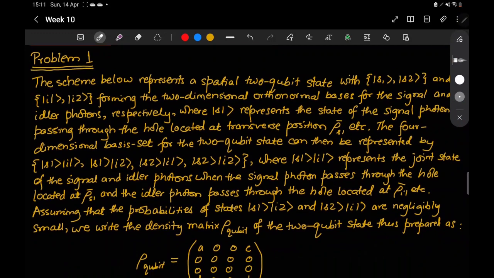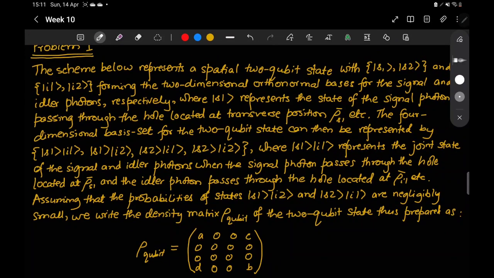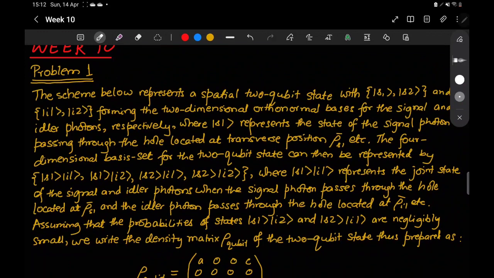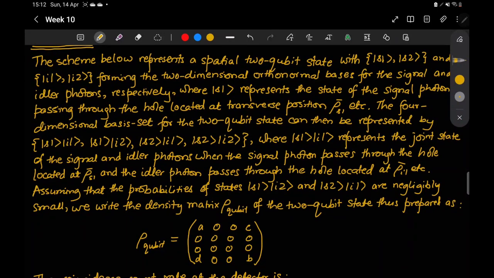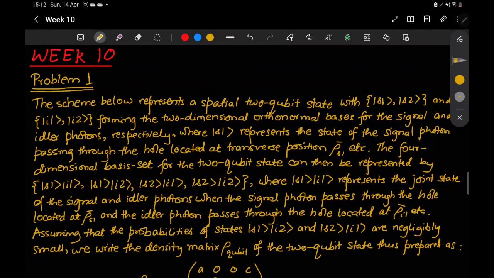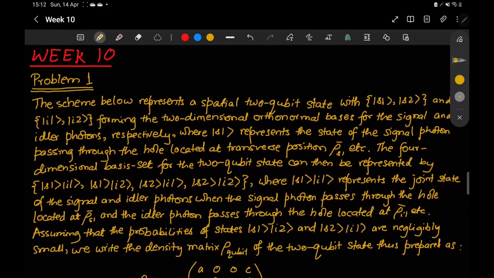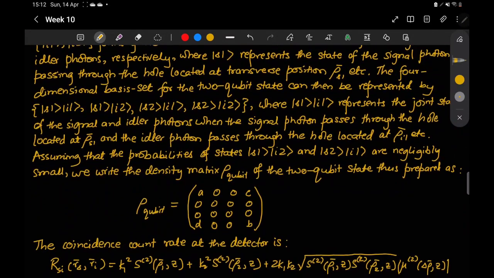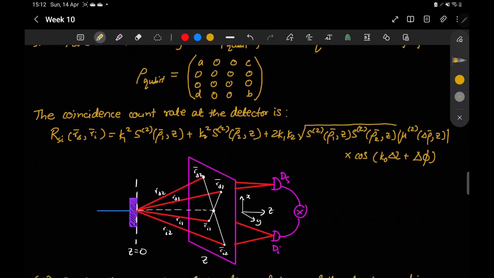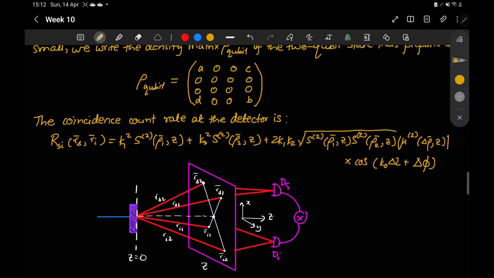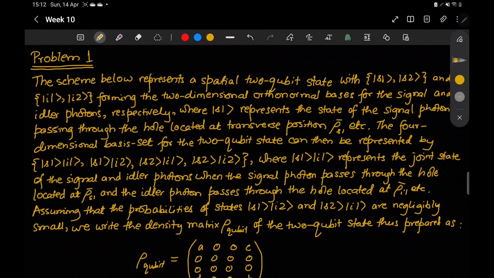The scheme below represents a spatial 2-qubit state S1 and S2 and I1 and I2, forming the two-dimensional orthonormal bases for the signal and idler photons respectively, where S1 represents the state of the signal photon passing through the hole located at the transverse position rho S1. So this is the setup. Let me read and then I'll explain the setup.